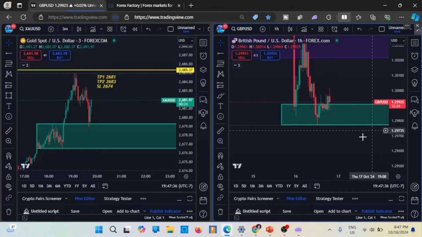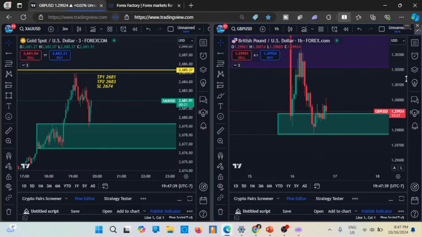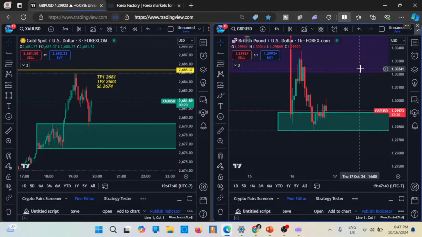So GBP USD, I'm gonna enter a quick buy here and then target 1.3024 as the take profit. Okay.